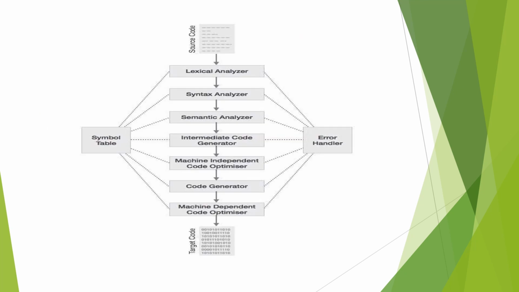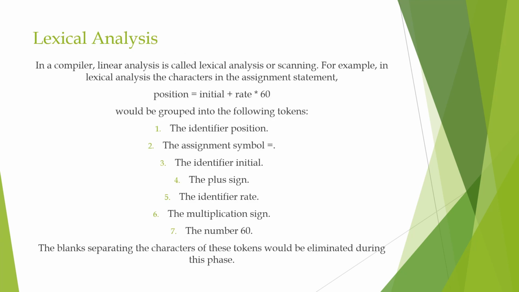This is the diagram. Once source code enters, these are the phases of a compiler: the lexical analyzer, syntax analyzer, semantic analyzer, intermediate code generator, machine independent code optimizer, code generator, machine dependent code generator, and finally it reaches the target code. On the side there are the symbol table and error handler. We will see the explanation of each and every phase.